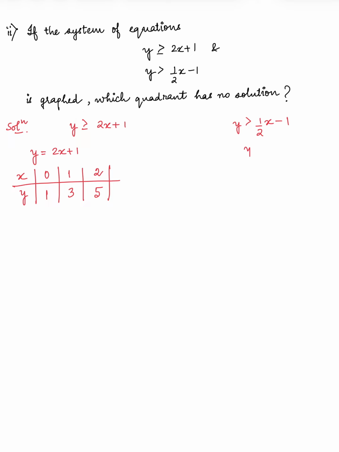Similarly, for y equal to half x minus 1, let's find at least 2 or 3 points. If x is 0, then y will be minus 1. Now I don't want to take 1 because it will give me fractions, so I'm just taking x as 2. Half into 2 will be 1, 1 minus 1 is 0. And second, I'll take x as 4. So 2 minus 1 will be 1.